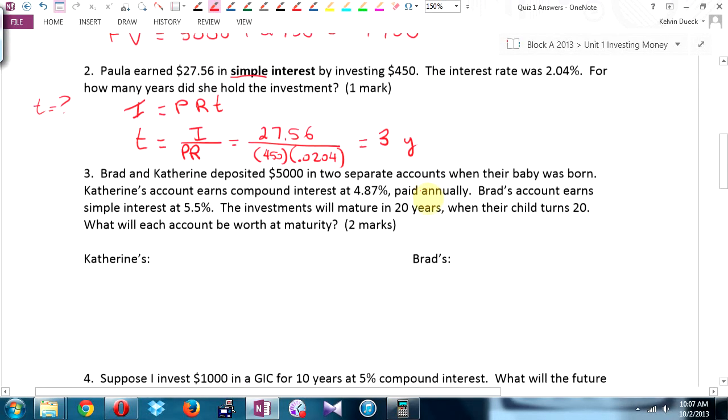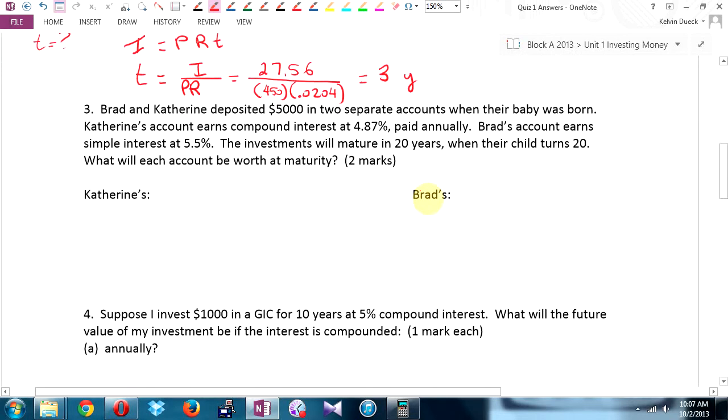Oh, I did underline simple. Good. Brad and Catherine deposited in 2 separate accounts. Looks like they want me to do 2 questions. I would probably draw a little line down the middle. Catherine's is compound. Brad's is simple.